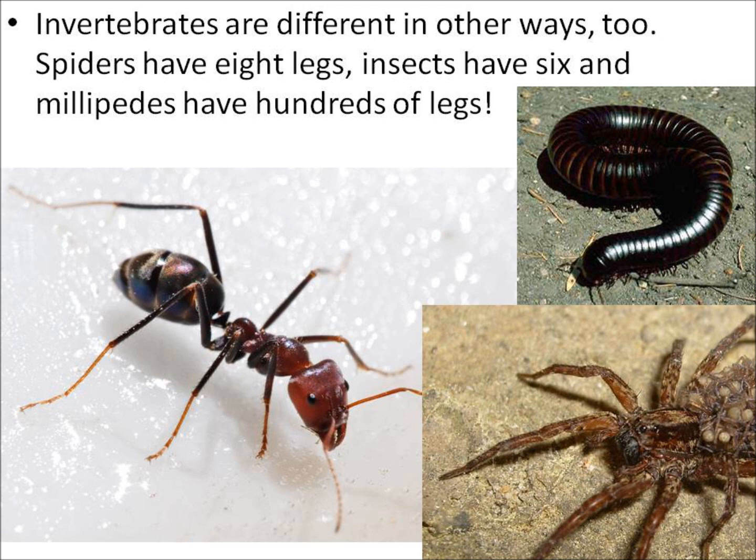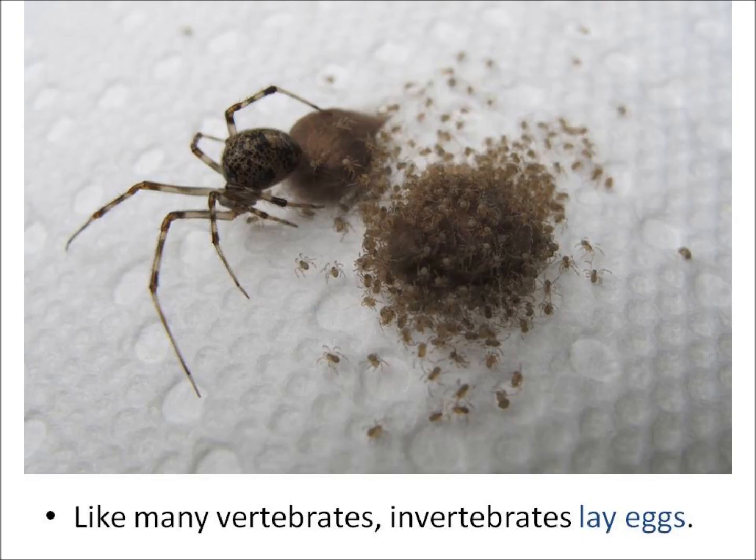Invertebrates are different in other ways too. Spiders have 8 legs, insects have 6, and millipedes have hundreds of legs. Like many vertebrates, invertebrates lay eggs.